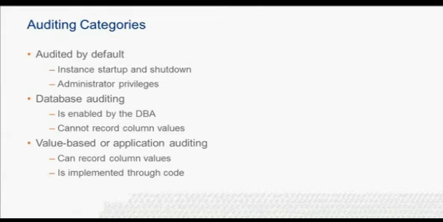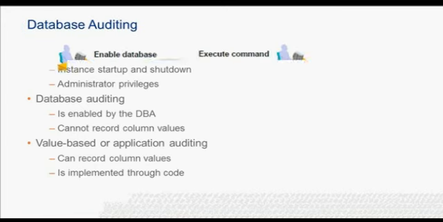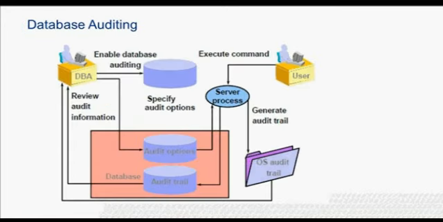For records of the column value, we do value-based auditing. By this, we can include column values too. It can only be implemented through application code. The DBA enables the auditing and specifies options for auditing. After this, whenever a user process does any activity, the server process will write an entry into the operating system audit trail and into the database audit trail. These trails are managed and viewed by the DBA. He checks these trails frequently for any security concern.